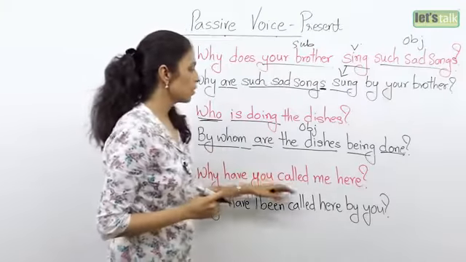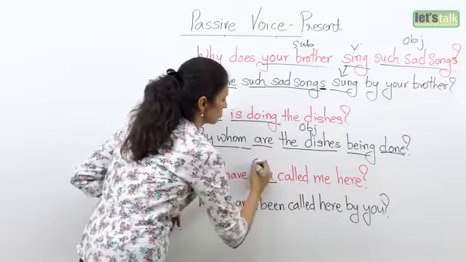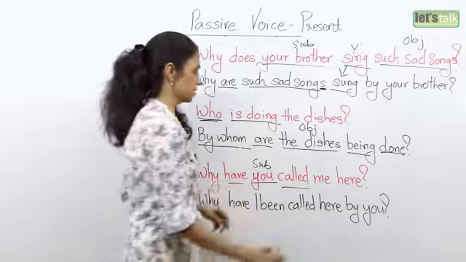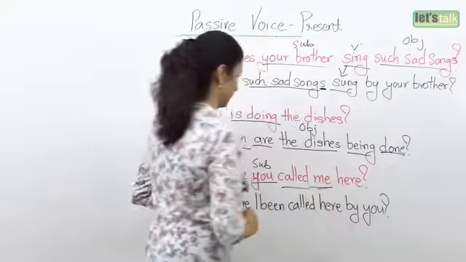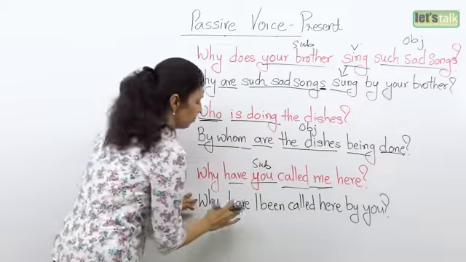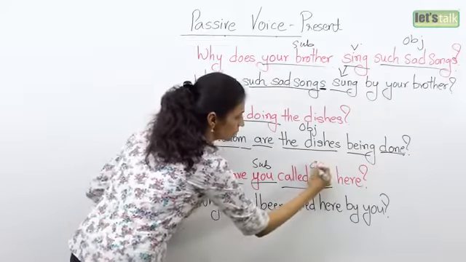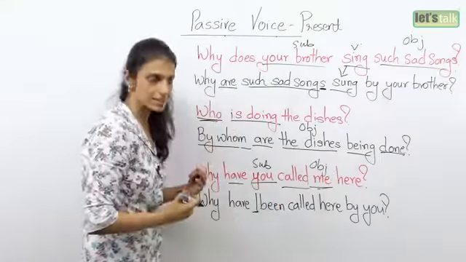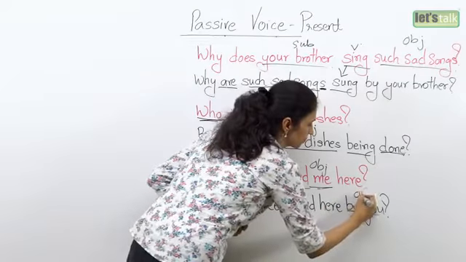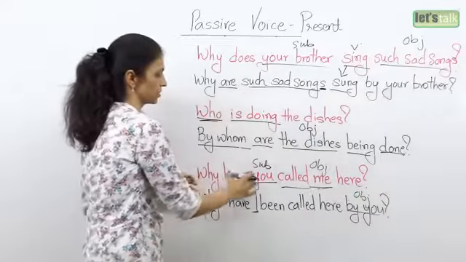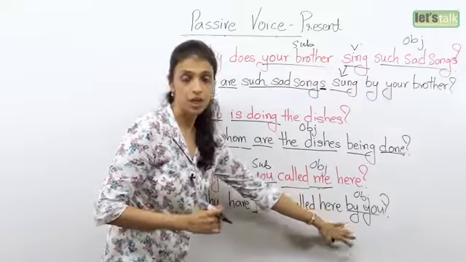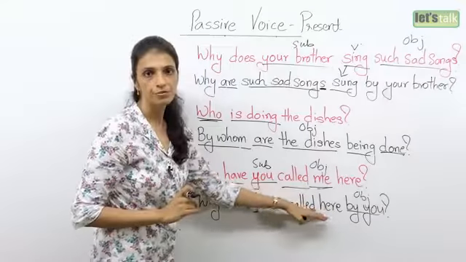The last one, why have you called me here? You is the subject. Okay, if you see have called, it's a perfect tense, called me. Okay, so now let's interchange. You have object, subject, subject, object. So you have why have I, okay, me is the object, that becomes I in the subject. So why have I been called here by you? Okay, so you have made you into the object by you. So why have I been called here by you? You have maintained it in the present perfect tense.